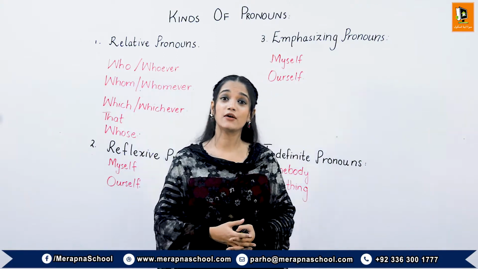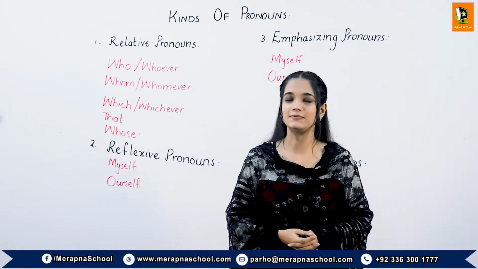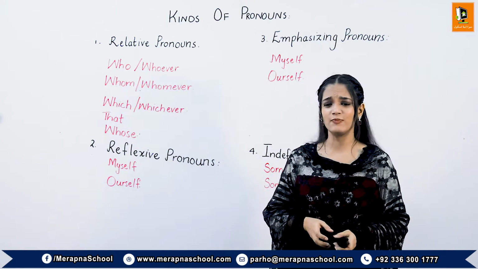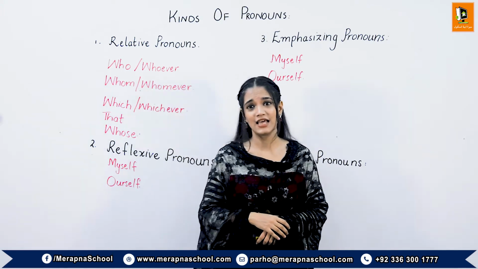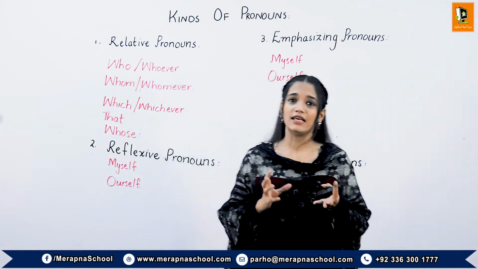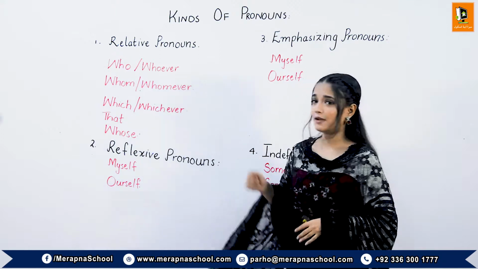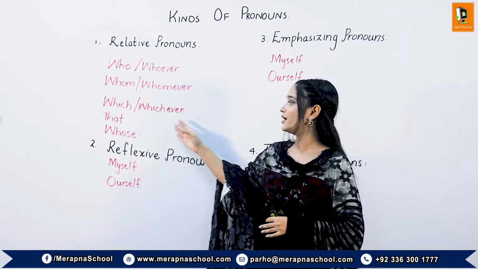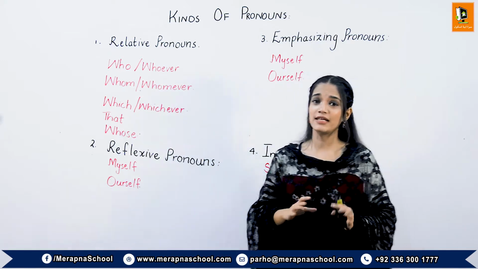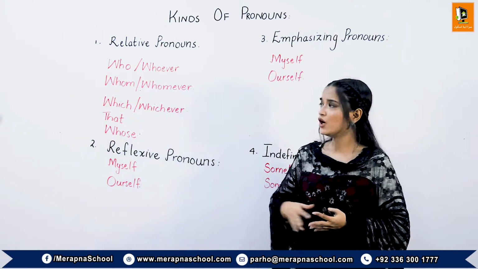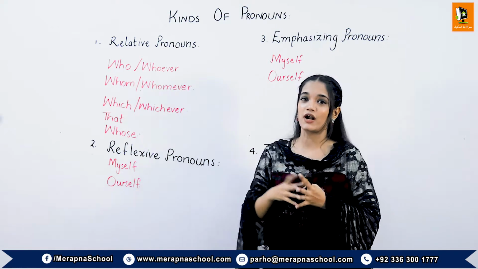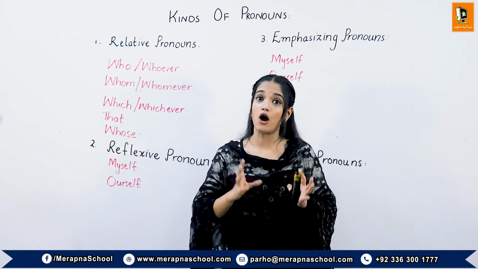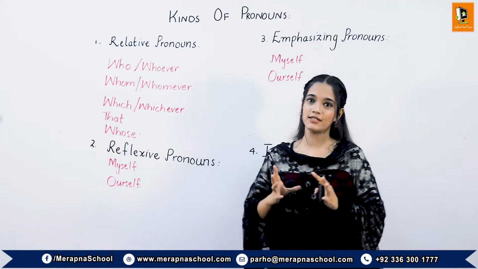Okay, now students, we are going to talk about the kinds of pronouns in a little bit more detail. First we have the relative pronouns. The relative pronouns appear in a complex sentence, and they connect to a noun in the main clause. The examples of relative pronouns are who, whoever, whom, whomever, which, whichever, that, and whose. We are going to read about their uses. Who and whoever describe the subject. Whom and whomever describe the object, but they refer to a person only.